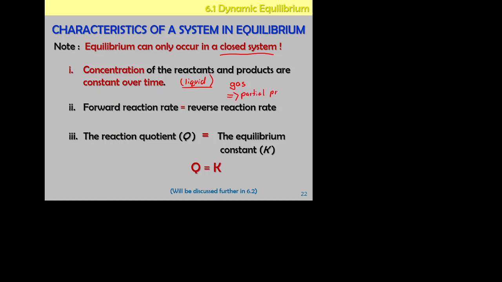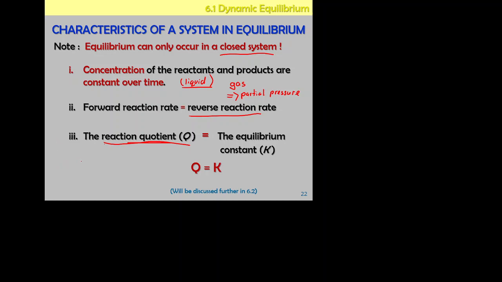Partial pressure. The thing we talk about the most in equilibrium is that the forward rate of reaction is equal to the reverse rate of reaction. That is pretty much the definition of equilibrium. The thing I showed earlier: reaction quotient is equal to the equilibrium constant. What is reaction quotient?